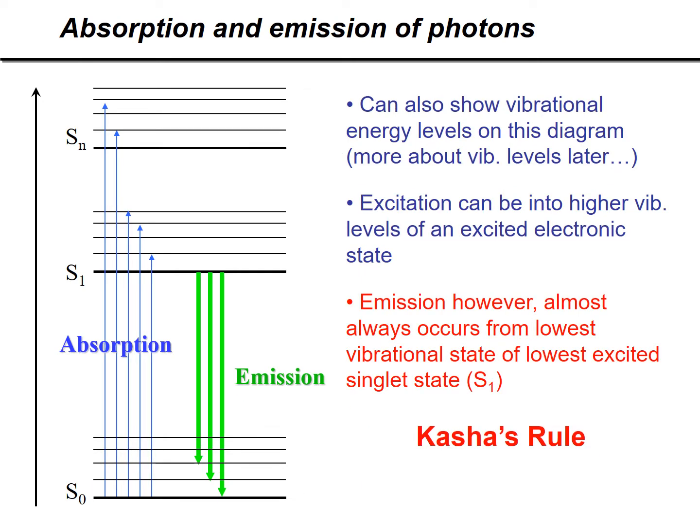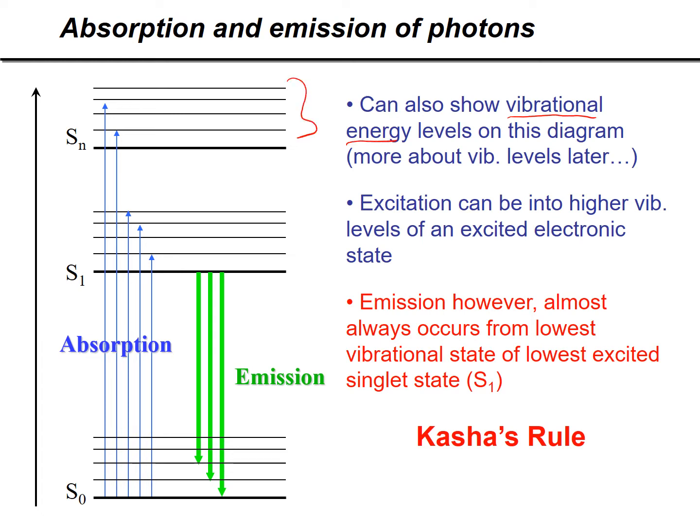Okay, now there's more going on than just absorption and emission of photons. There are what we call non-radiative processes involved as well. And we can show these on these energy diagrams too. Now what we've got here are the vibrational energy levels. So that's now these little lines here.